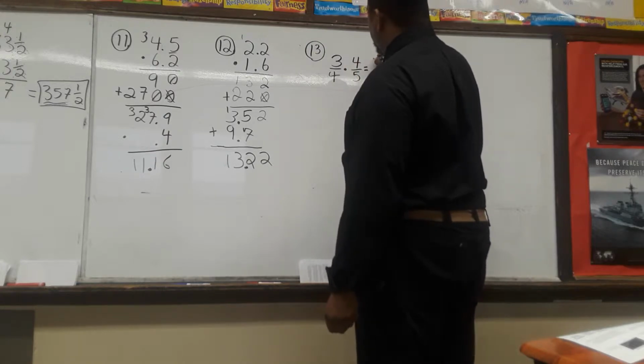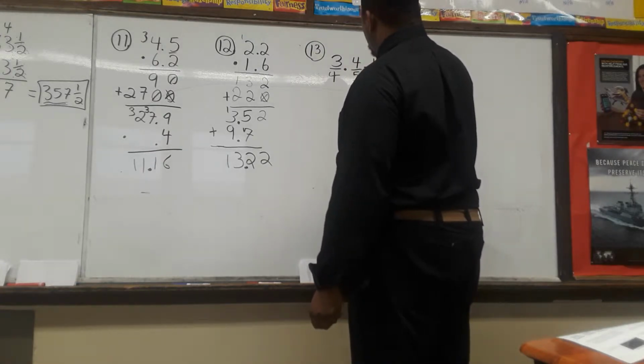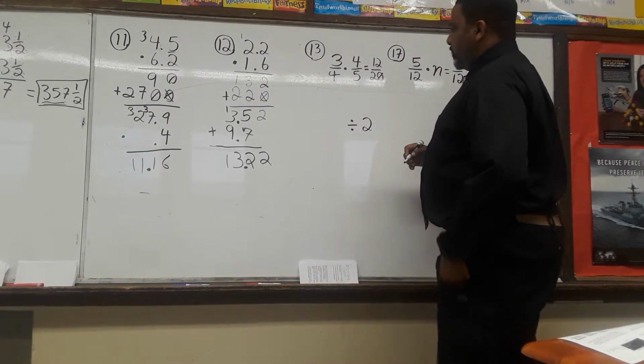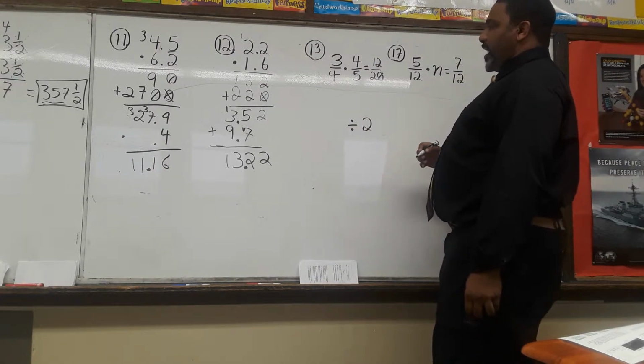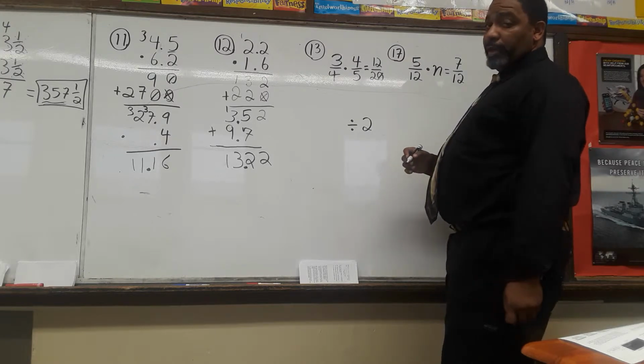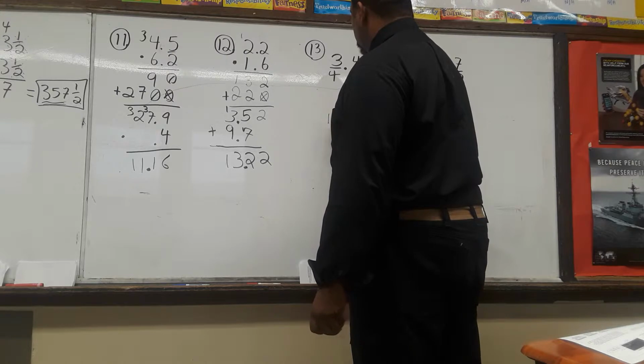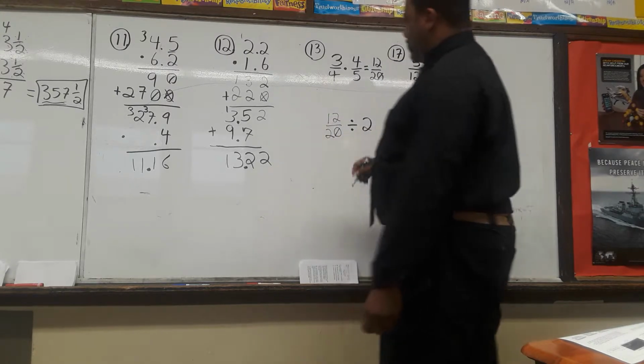3 times 4 is 12. 4 times 5 is 20. 12/20ths of a cup is how much is going to be divided between 2 friends. Okay? So we're going to bring that right on down. 12/20ths. We could simplify it first, but I'm going to wait till the end.